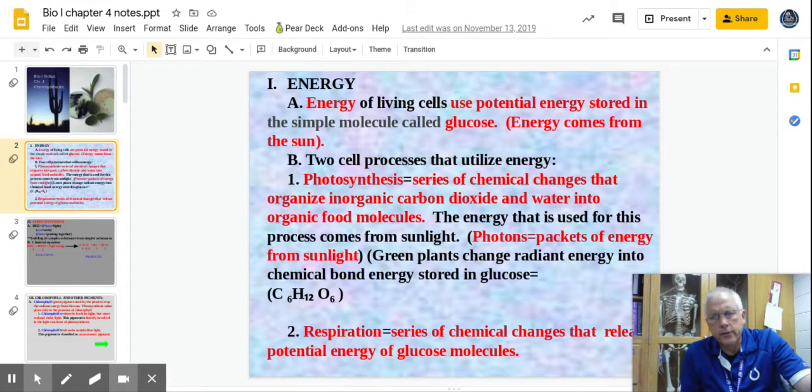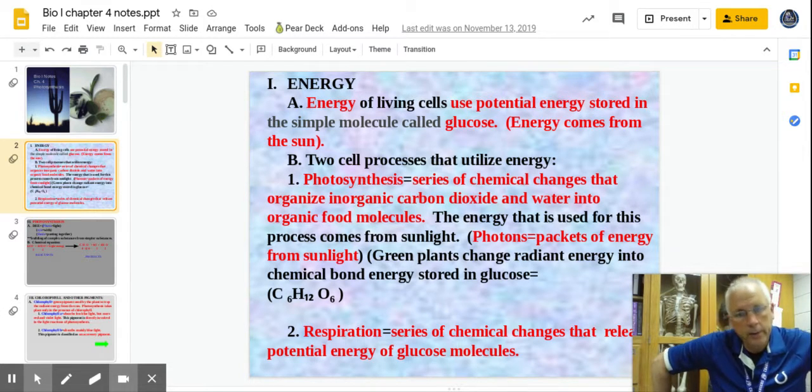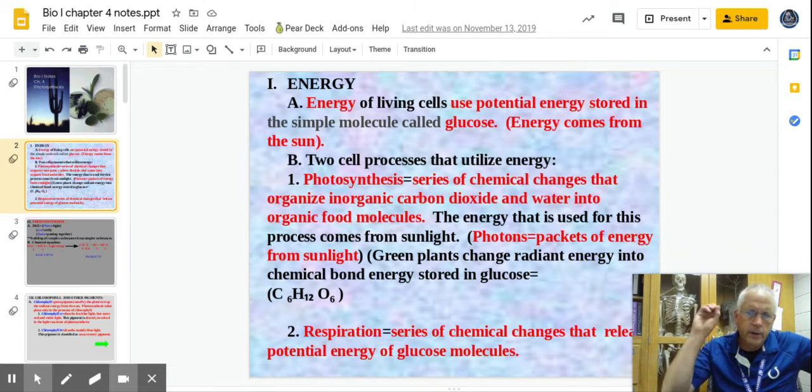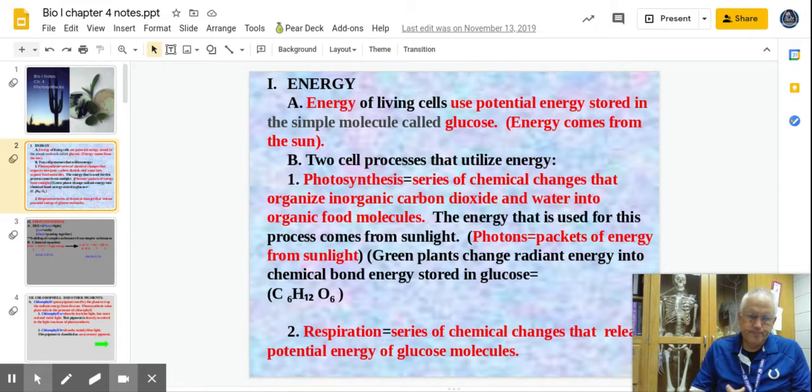You really can't understand photosynthesis unless you understand how energy works and a little bit of chemistry and a little bit of physics. We've got three sciences tied in with the photosynthesis process. So energy uses potential energy stored in a simple molecule called glucose. Ultimately, energy is coming from the sun. It's coming down 100,000 miles per second, and a plant is able to capture that sunlight.